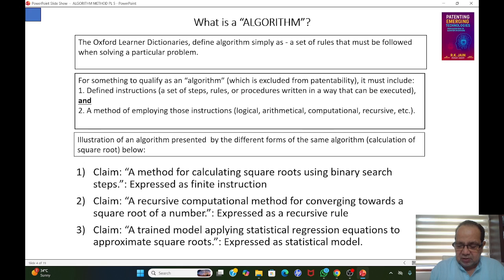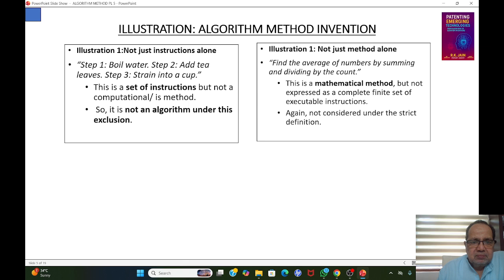So the idea we want to convey is that any algorithm can be expressed in different ways through a claim. So how you draft a claim becomes very important.